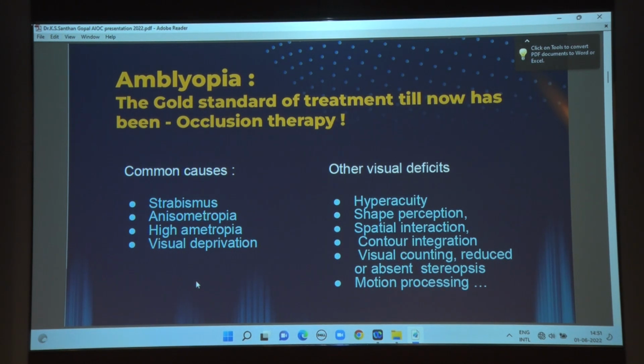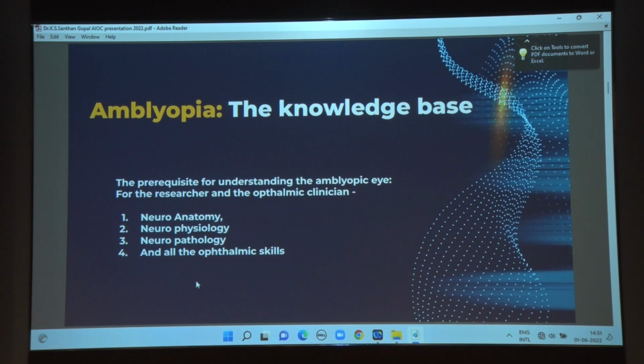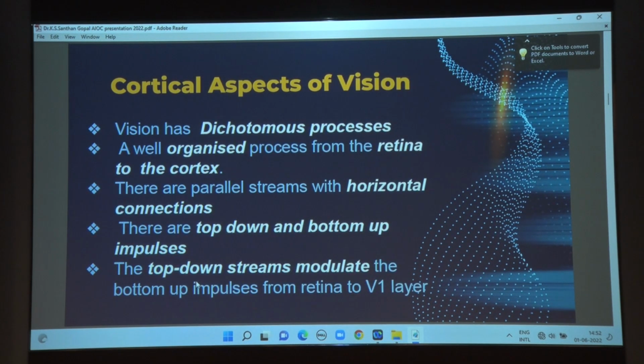So it's meaningless. Although amblyopia is associated with a number of visual deficits like hyperacuity, shape perception, spatial interaction, contour integration, visual counting, reduced or absent stereopsis, and motion processing, these things cannot be explained just by V1 pathology. There must be a lot of problems everywhere in the brain in amblyopia. So, how do I treat amblyopia? I need to have a good knowledge of neuroanatomy, neurophysiology, neuropathology, and all the ophthalmic specialities before you diagnose and treat amblyopia. So, that's why I'm going to teach you some basics. You don't have to get worked up beyond a certain point because it becomes too difficult to understand.